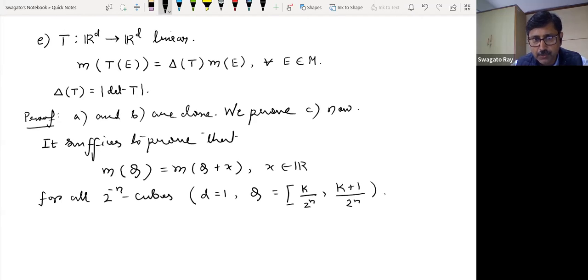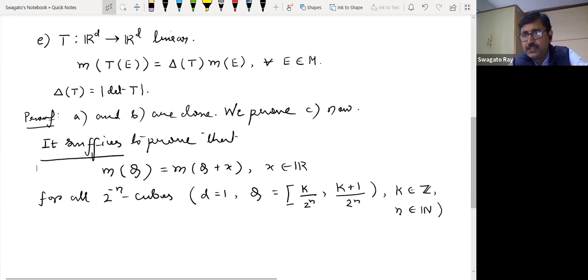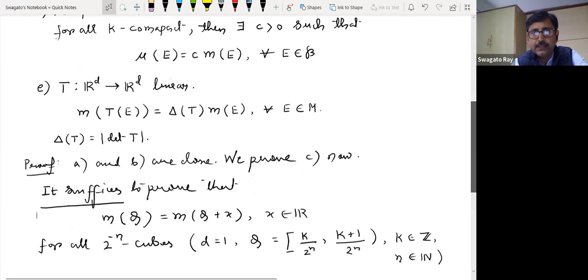These are typical cubes, whereas k will vary because I want it to be proved for all q, and also n will vary. All natural numbers. Now, can anybody tell me why it suffices? Mind you, what is your statement of C? Let us have a look back at it.